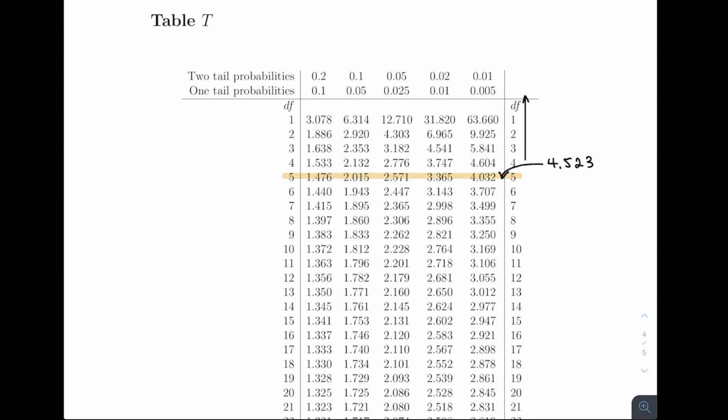We look up to the probabilities row. Since this is a one-tailed test, we're going to be comparing our p-value to 0.005. Since our test statistic is larger than the largest value, that means our p-value is even smaller than the smallest value. Our p-value is less than 0.005.